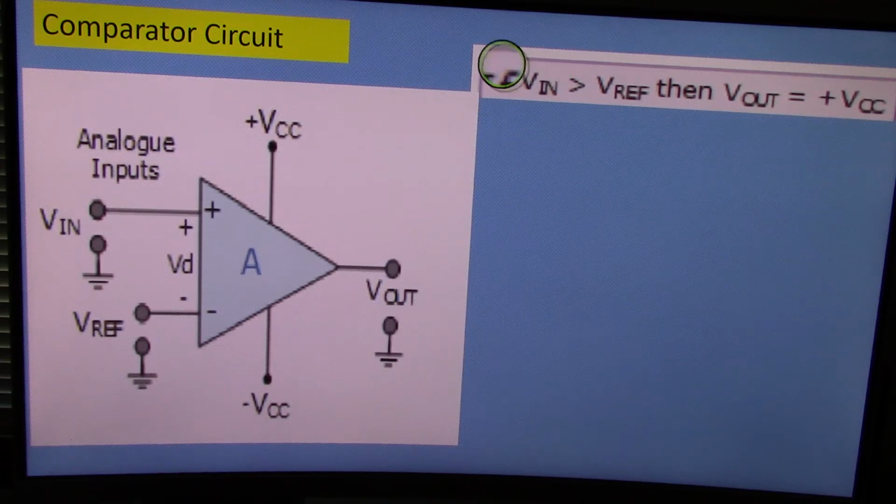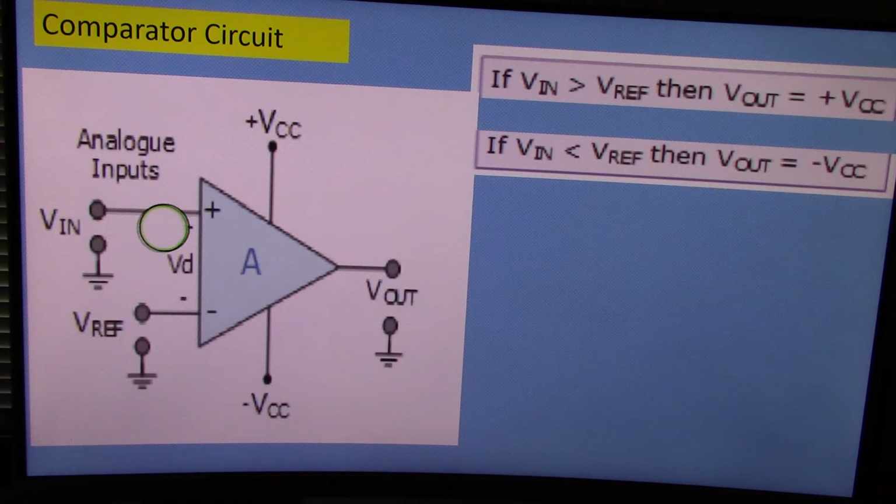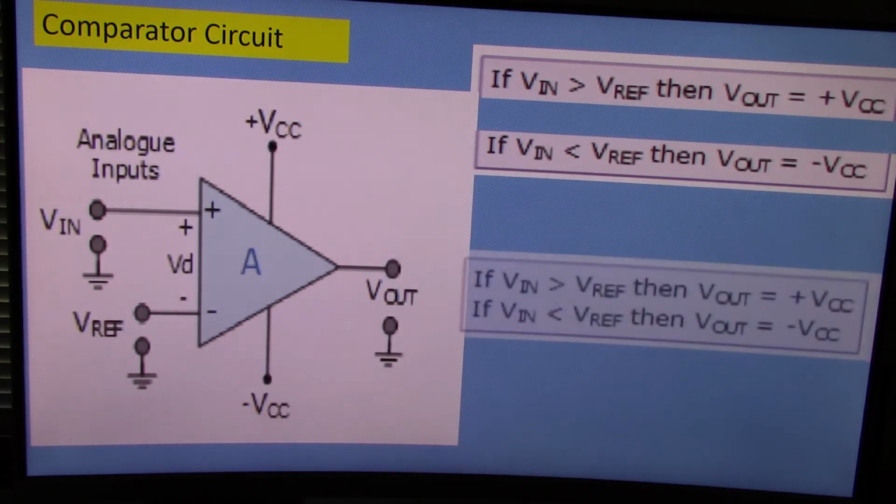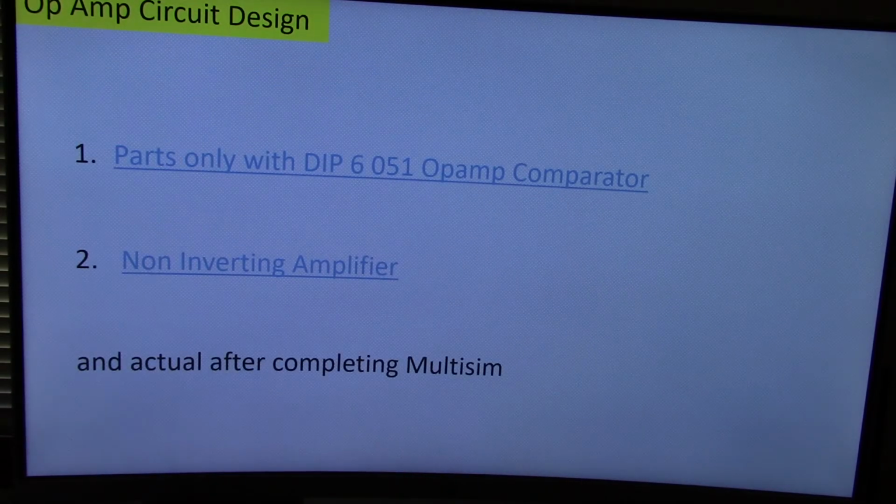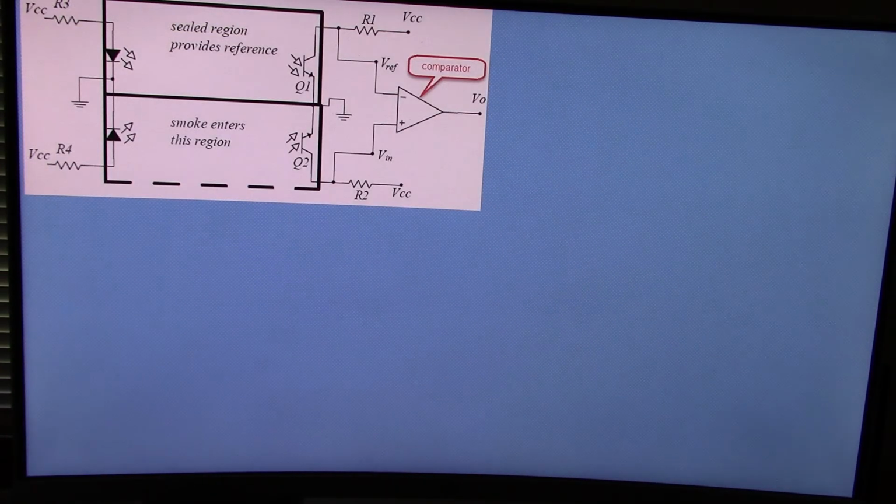So if the input voltage is greater than the reference voltage, then the output voltage will be plus VCC. So what I'm saying is, if this number is greater than this number, the output will become this number. And if this number is smaller than this number, then the output will become this number, minus VCC. So we'll build these circuits in a little while.